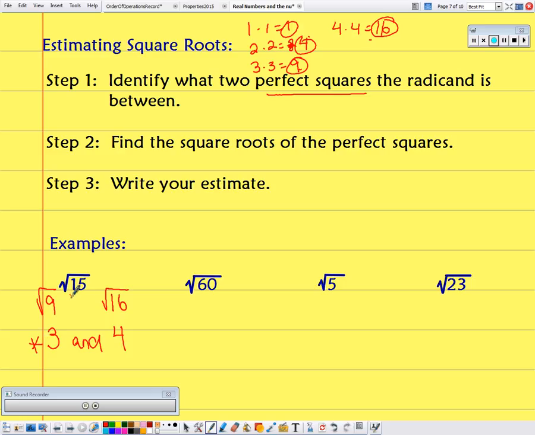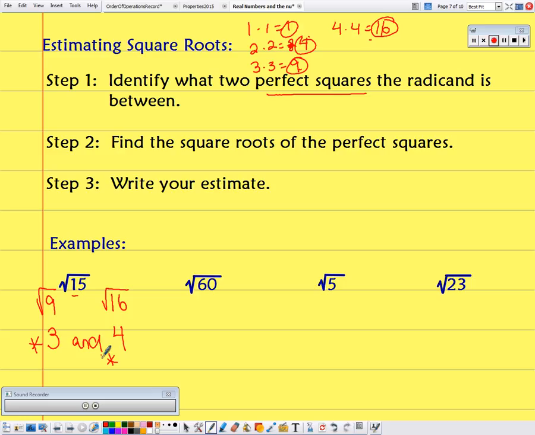Is the square root of 15 closer to 16, or is it closer to 9? Right, 15 is closer to 16, so your answer is going to be closer to 4. You're not going to estimate by saying 3.8 or 3 point anything. You're just going to say it's between 3 and 4, and then if you draw it on a number line, you would draw that number closer to 4.